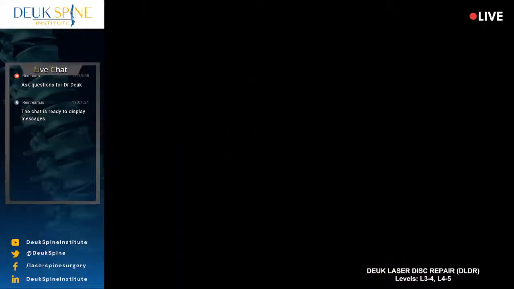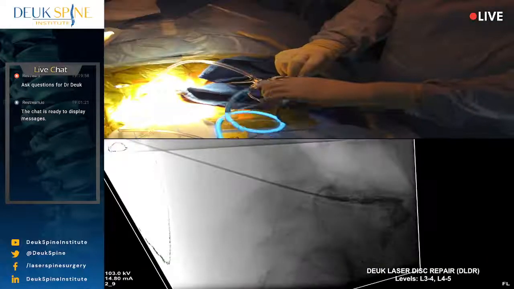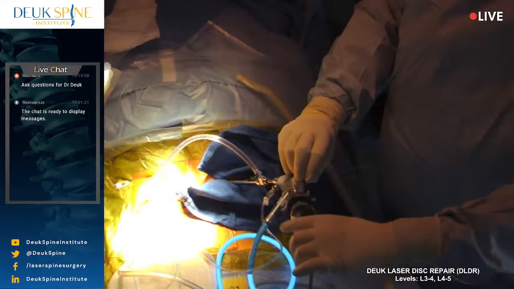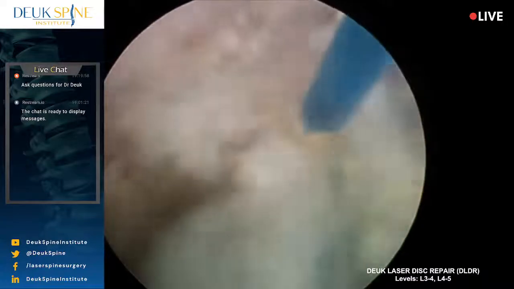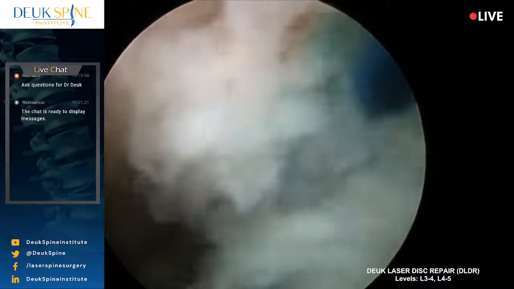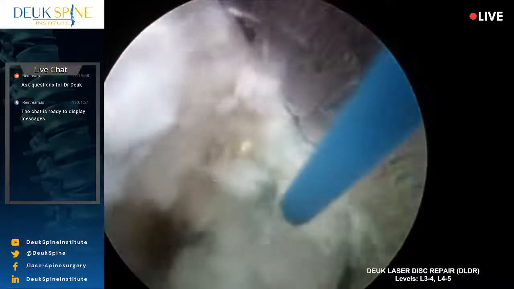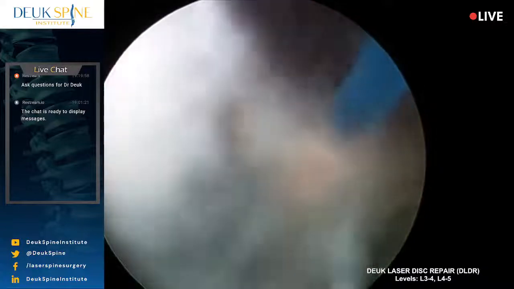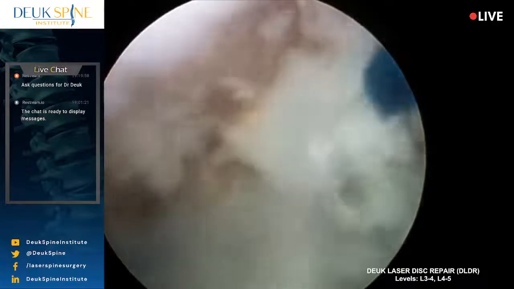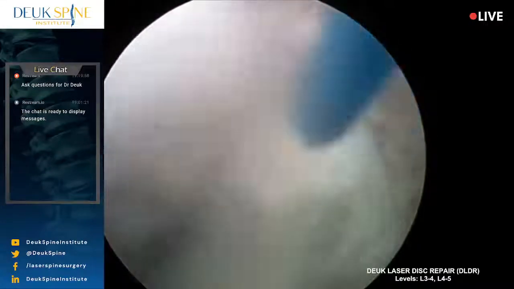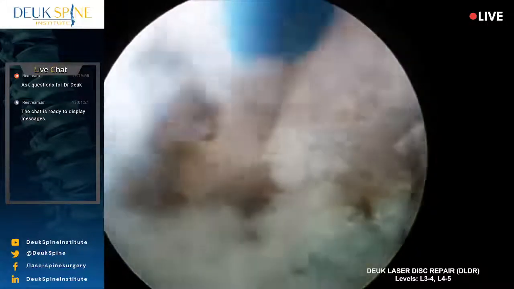Okay. I think we've got all that. Let me just get this little part right here. Sorry. Now this disc is going to have to heal. It will take a year to fully heal. Until that year comes by, this patient and any patient that has a Deuk laser disc repair can re-injure their discs, and a re-injury means re-herniate. So we don't want that to happen. The patient needs to wear a back brace for 6 weeks and avoid any kind of heavy lifting.